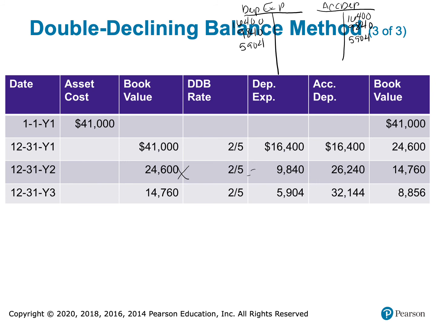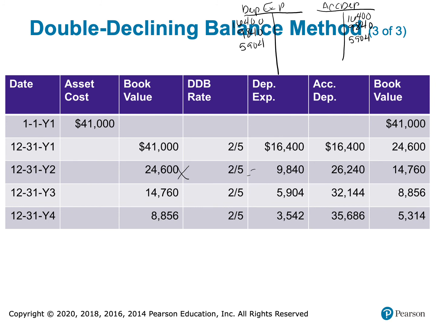So for year 4, I'm going to take 8,856 multiplied by 2/5, that gives me 3,542. I'm going to do an adjusting entry to debit depreciation expense for 3,542, credit accumulated depreciation 3,542. So then my balance sheet's going to show truck at 41. My balance in accumulated depreciation is now 35,686, which gives me a book value of 5,314.